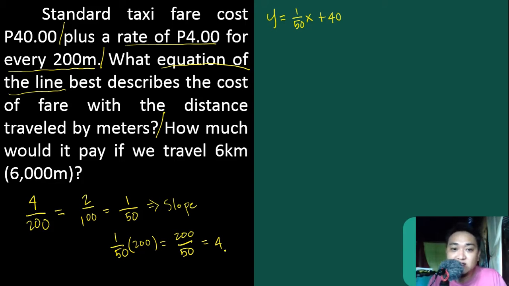Kasi what is the reason behind that? Kasi nag-travel tayo ng 200. Kung less than 200 sana, edi ang babayaran sana natin is 40 pesos lang. Ano pa? Sige. So, let us continue. Now, the question is, how much are we going to pay if we travel 6,000 meters? Yan. So, if x here, let x be the distance traveled in meters.